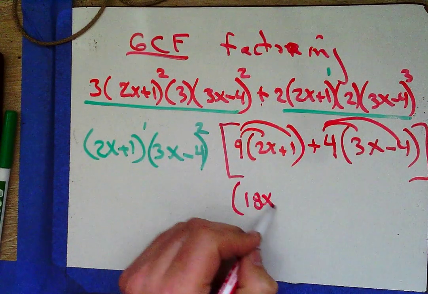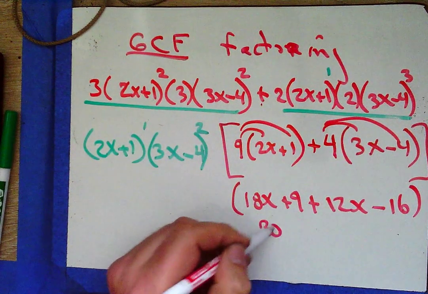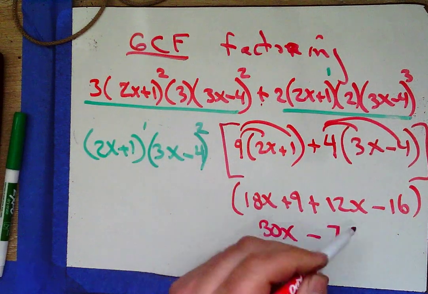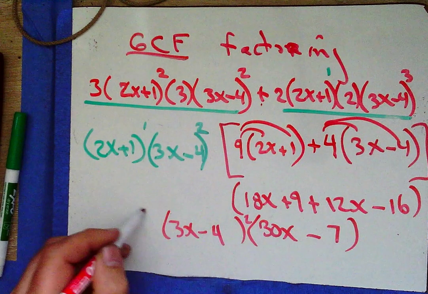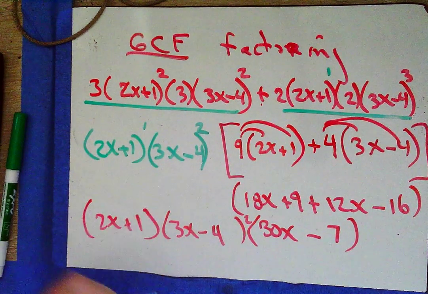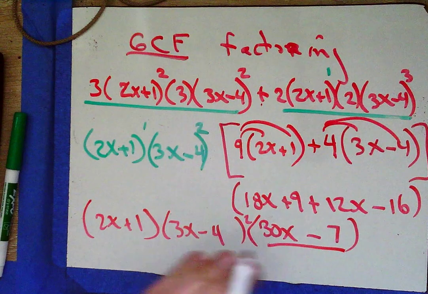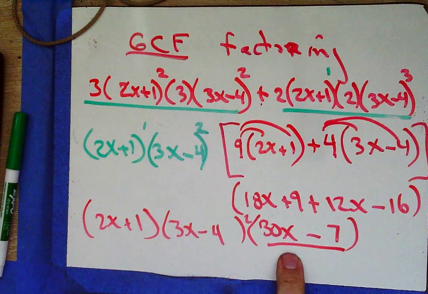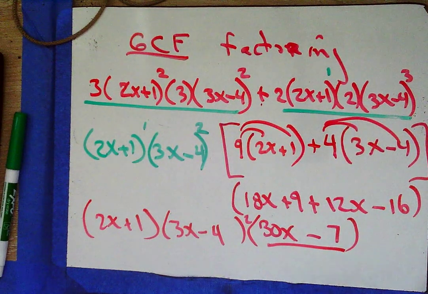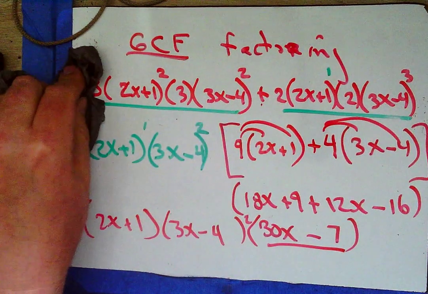So I'm going to have 18x plus 9 plus 12x minus 16, which is 30x minus 7, times 3x minus 4 squared times 2x plus 1. Now, look here. Is there any more factoring we can do? No. So we're done. And for those going on to calculus, you'd set each of these factors equal to 0 next. So this GCF factoring skill is hugely important for kids moving on to calculus.